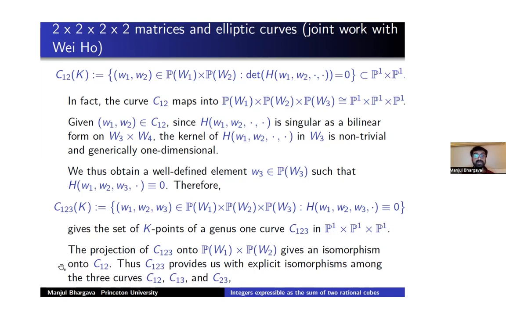C12, C13, and C23. So via projection and unprojection, right? So you go from C123, project onto C12. From C12, you can unproject onto C123 and then project onto C13. And so that shows that these two are isomorphic and so on. So C123 kind of encapsulates the data of C12, C13, and C23 all at once inside a single P1 cross P1 cross P1.